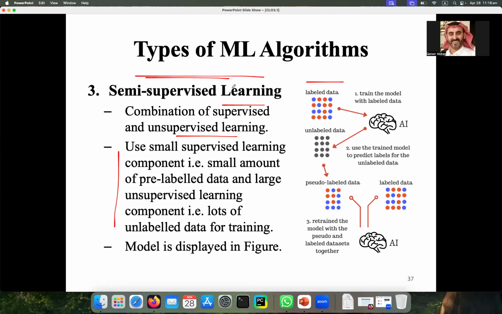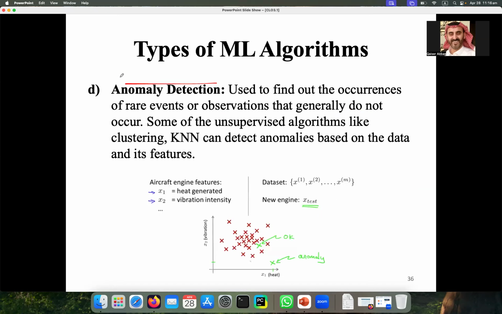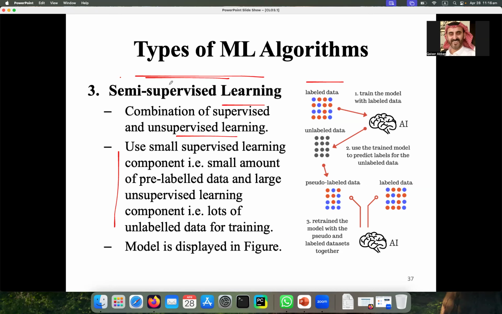So previously we finished with anomaly detection, and now we are going to start semi-supervised learning, which is the third category of the types of machine learning algorithms. Normally when you have the word semi, it always means in between. Before this we have learned supervised and unsupervised, and semi-supervised would be the combination of both approaches.